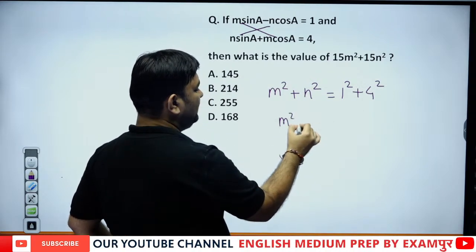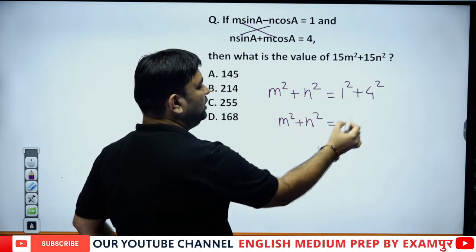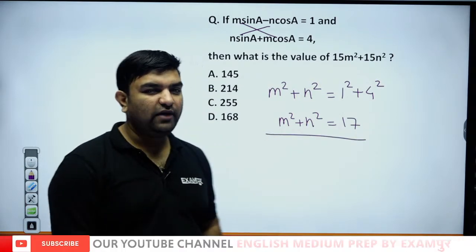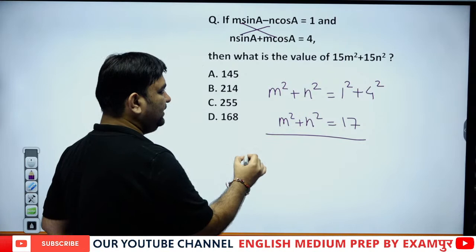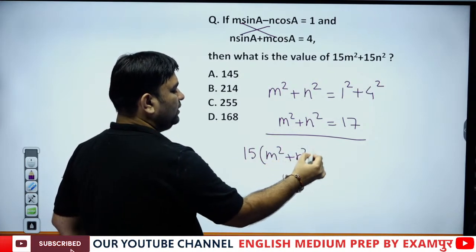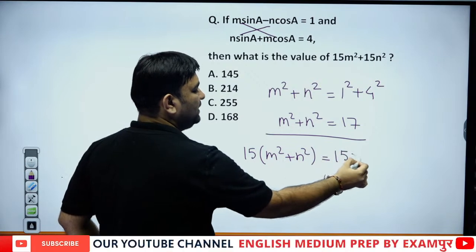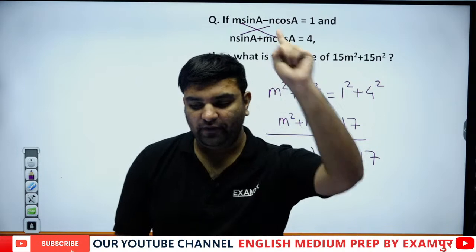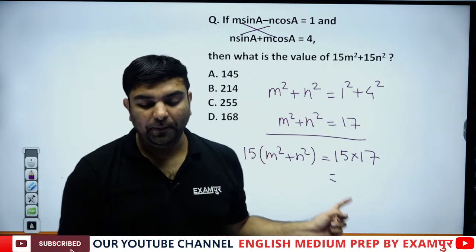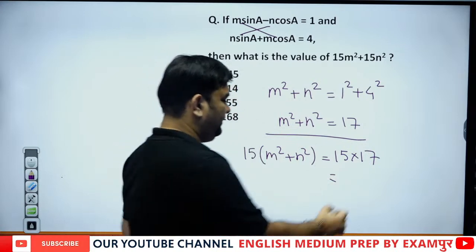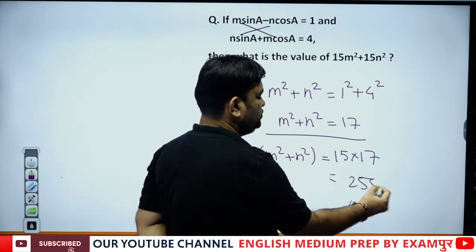So m square plus n square will become equal to 17. Then what is 15 times m square plus n square? 15 into 15, 225, plus 30, 255.